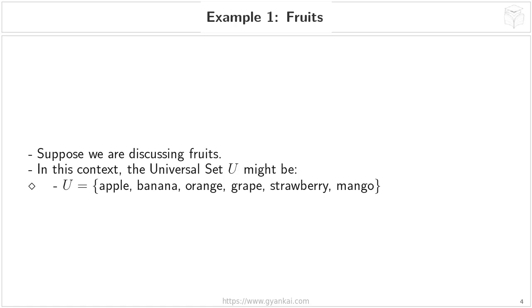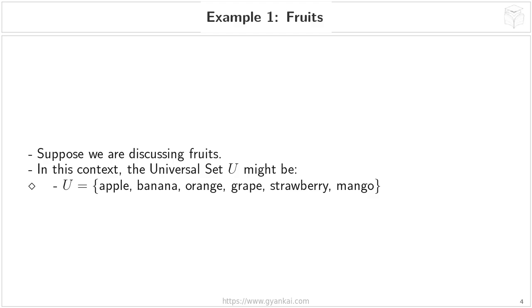Example 1, fruits. Let's move on to our first example to really solidify this idea of a context-dependent universal set. As you can see on the slide, we're going to suppose we are discussing fruits. Now, remember from the previous slides, the universal set contains all the elements we're considering for a particular problem. So, in this context, what could our universal set, which we denote by capital U, look like?